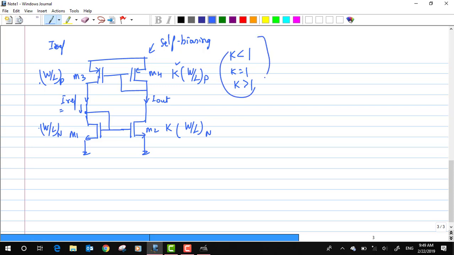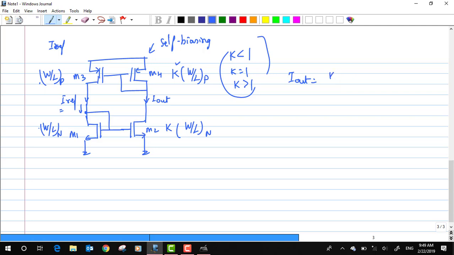The only thing is I want to derive the relation of I out in terms of I reference based on this structure. So what would be the relation that we would get when I have K factor that is appearing on my M2 and M4 transistor? What is the relation that I share between this I out and the I reference?